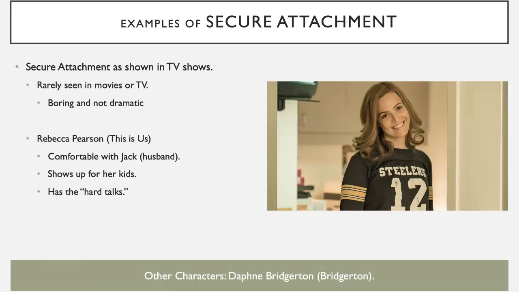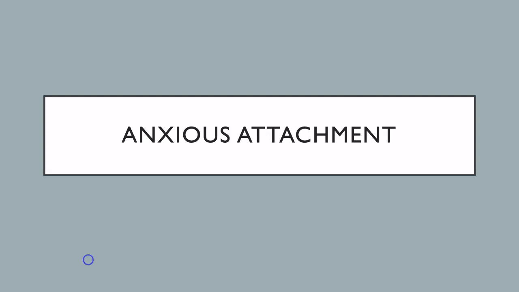So an example in TV is they're kind of the boring character in Hollywood terms because it's not necessarily dramatic, so they don't really put this on TV as much. But a good example I found was Rebecca Pearson from This Is Us. In the show, you can tell she's comfortable with her husband. She's always there for her kids and is able to have the hard, meaningful talks with them. And then another character I found was Daphne Bridgerton from Bridgerton.